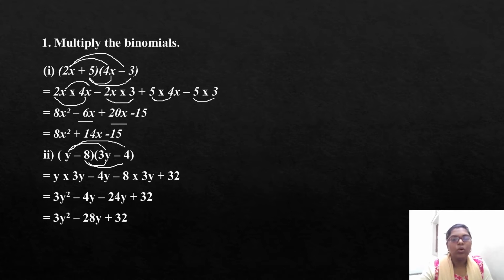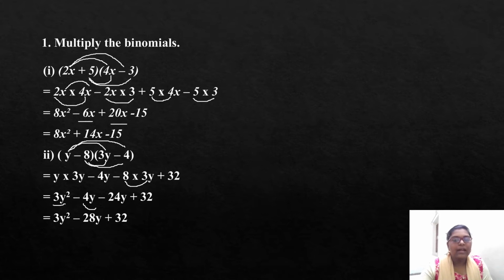So 3 into y, multiply the coefficients, 1 into 3, 3. So y square, minus 4y, minus into plus minus, 8 into 3, 24y, plus 32. Next, 3y square. This is also a y term and this is also a y term. Both are having the same sign, which is minus, so put the minus as it is. 24 plus 4, 28y plus 32. This is your second sum.